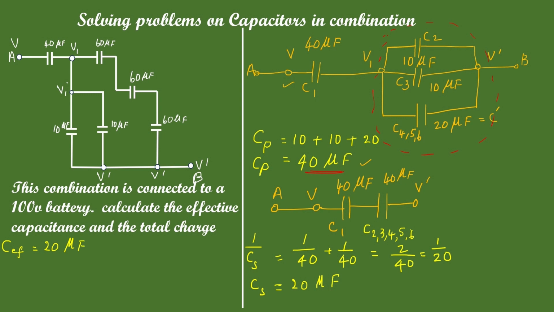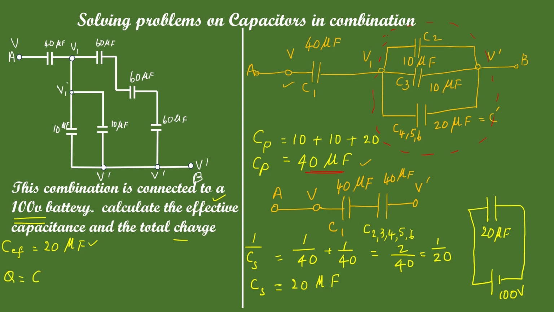The problem says this circuit is connected to a 100-volt battery. We have to find out the total charge. So we will draw a diagram for that. This is the capacitor with effective capacitance equal to 20 microfarad connected to the battery of 100 volt. That is, potential difference of the battery is 100 volts. We have to calculate the total charge. Effective capacitance we have already calculated. What is the total charge Q?